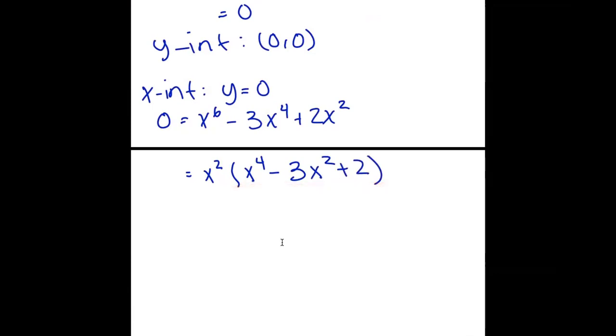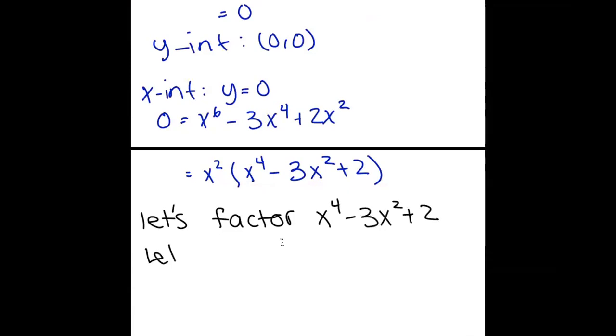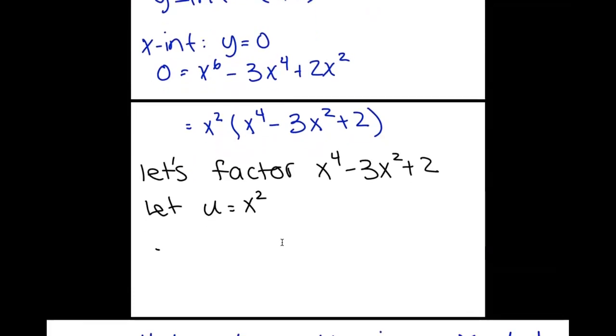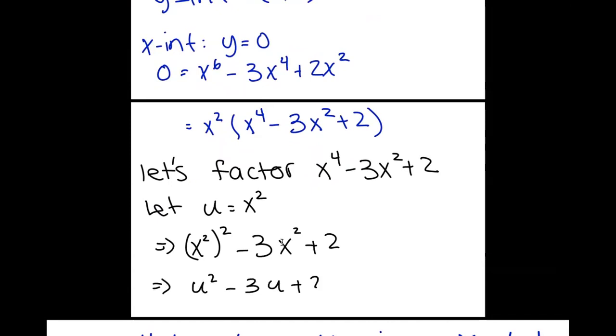Let's do some factoring there. I think we could do that. So let's factor x to the 4th minus 3x squared plus 2. We're going to let u be x squared. Then we have u squared minus 3u plus 2.